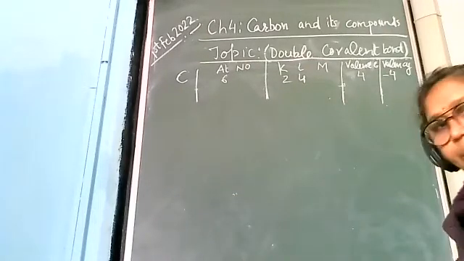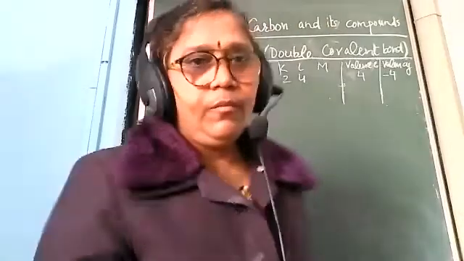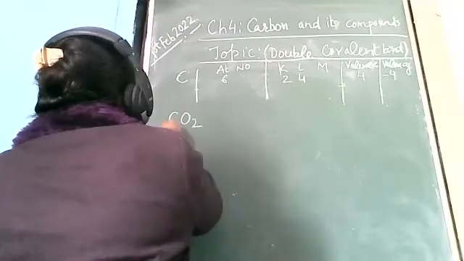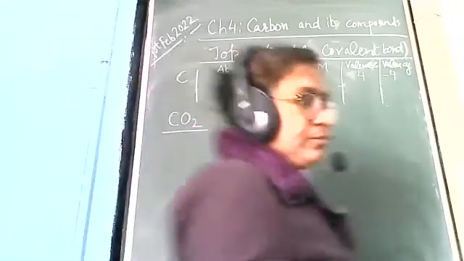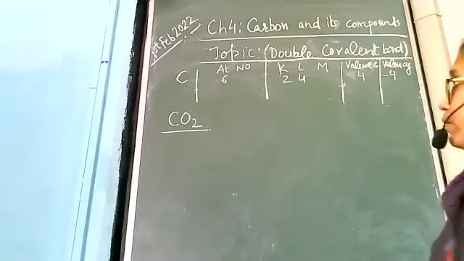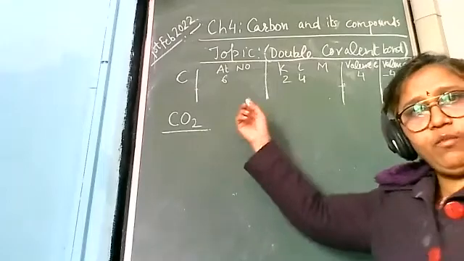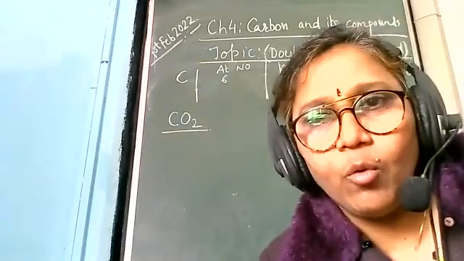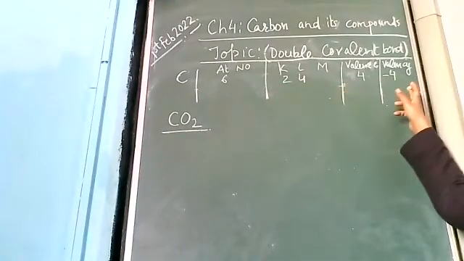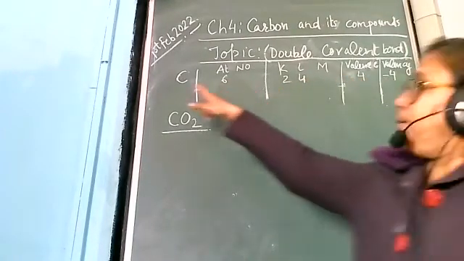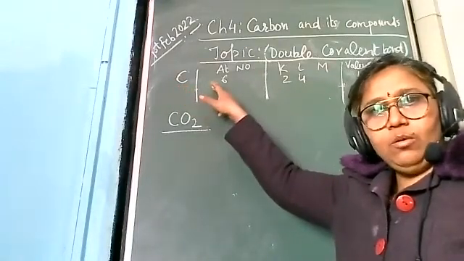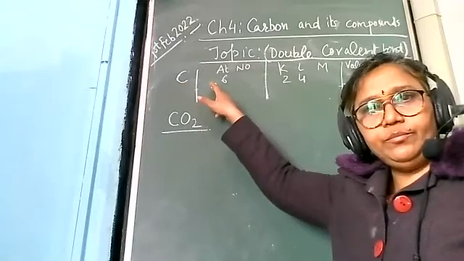So what is the formula of carbon dioxide? CO2. Excellent. That means how many oxygen atoms are attached with carbon? Two, right? So the first step for the formation of covalent compounds was that we have to write down the electronic configuration, right? So carbon, how much is the atomic number? 6. Configuration will be 2, 4.